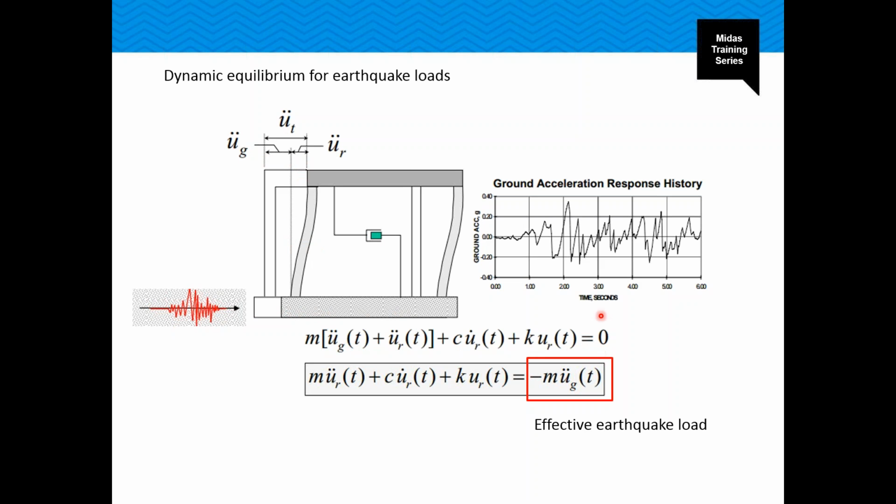No external load is applied on the structure except for the support. But for practical purposes, we usually use the next equation. Here, the inertia force by ground acceleration is moved to the right side. This inertia force by ground acceleration is called the effective earthquake load.